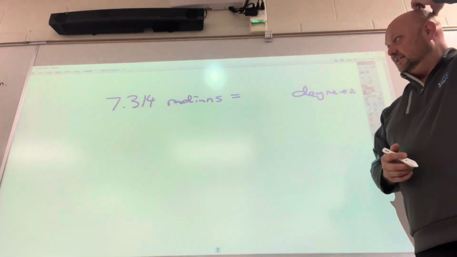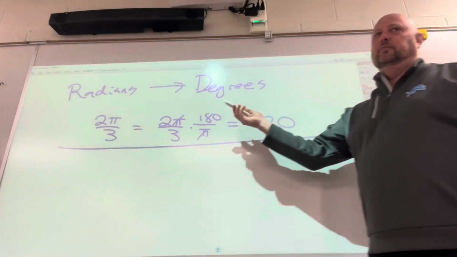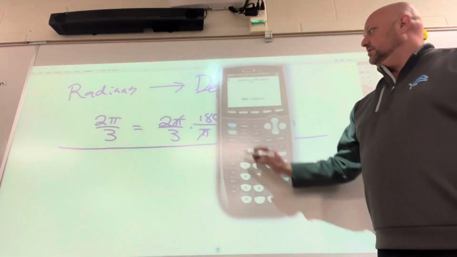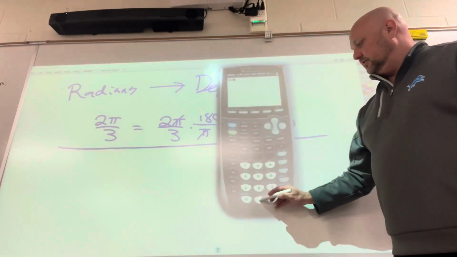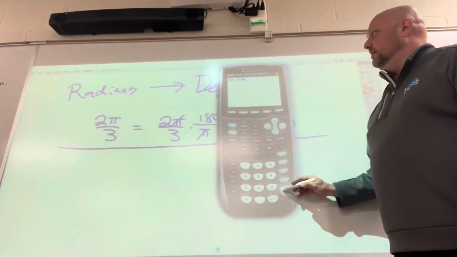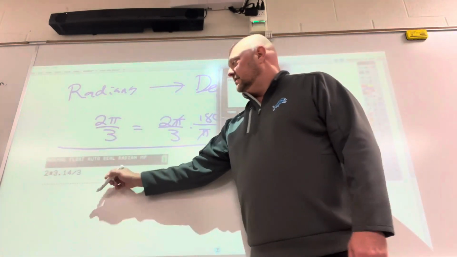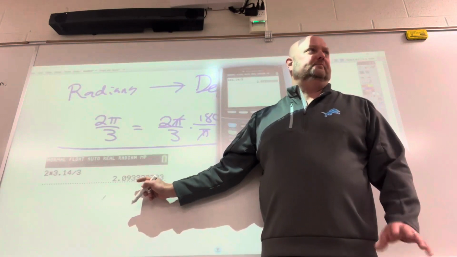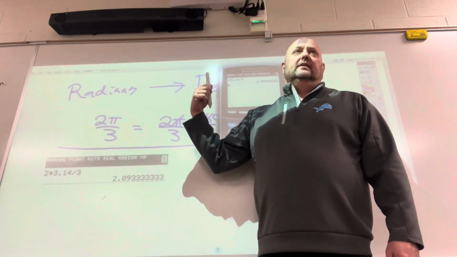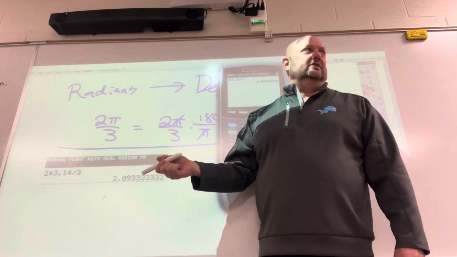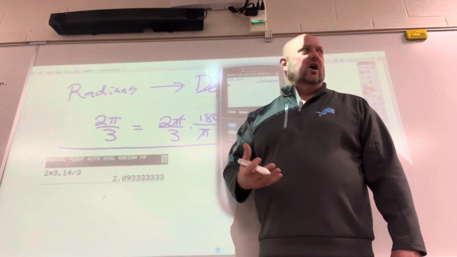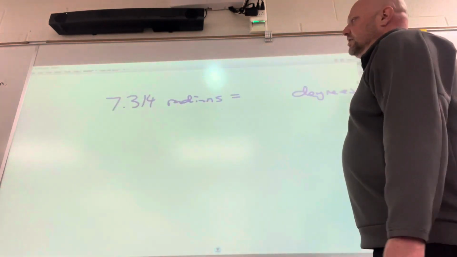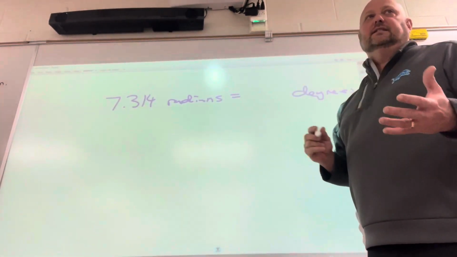Awesome, thank you. So, like, 2 pi over 3 can be put into decimals as well, where you just do 2 times 3.14 divided by 3. That is the same as 2 pi over 3, the 2.093 repeating. But we typically don't use decimals in radian form very often, but they are there and they are useful from time to time. So to convert this, you do it the exact same way.